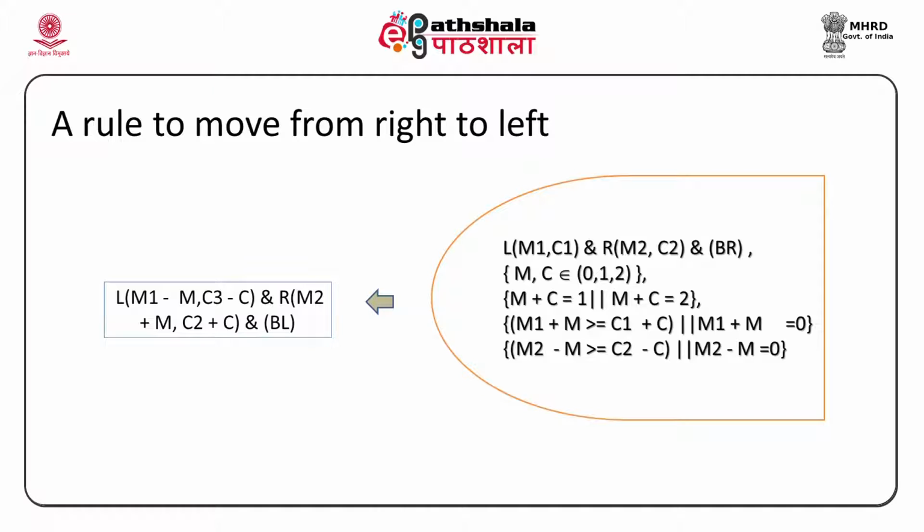It is almost a replica of the previous rule. The only difference is the boat is on the right hand side and we are moving from right to left. So, basically we are incrementing the number of missionaries and cannibals on the left hand side and decrementing from the right hand side, the rest is the same. So, I do not need to describe the entire rule once again, but you can see that it is the same.